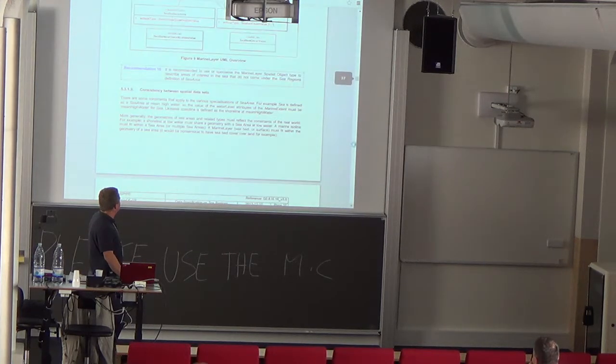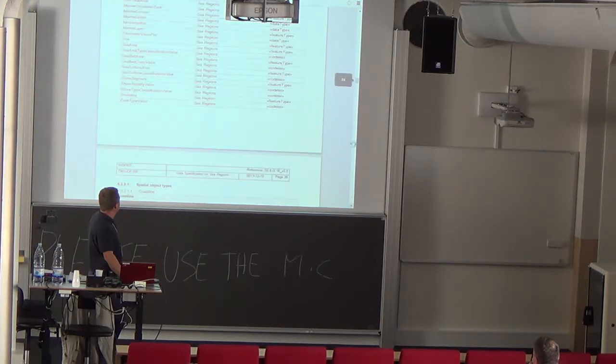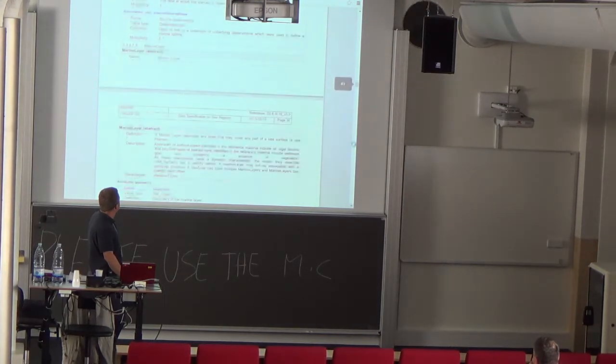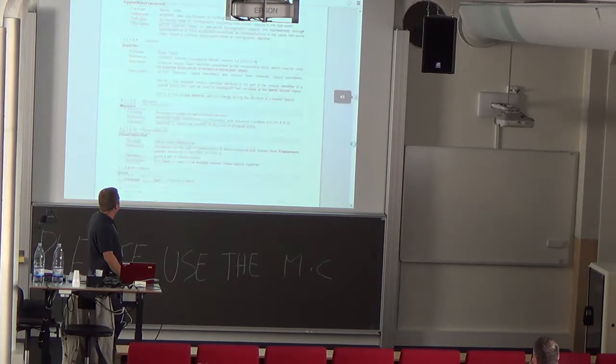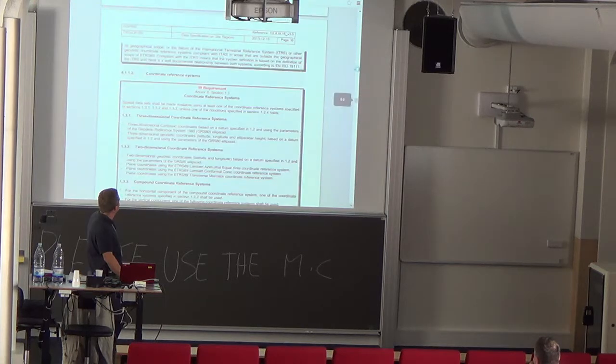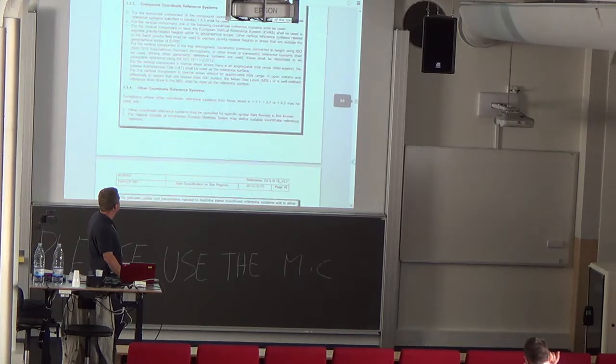What more to say here? Okay, we have then the feature catalog here with the objects defined for the C region, spatial object types. Then again some common parts regarding reference systems, units of measure and grids.